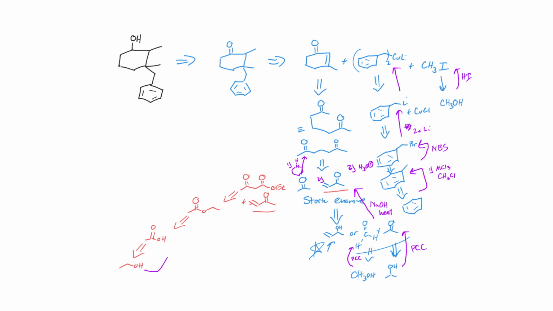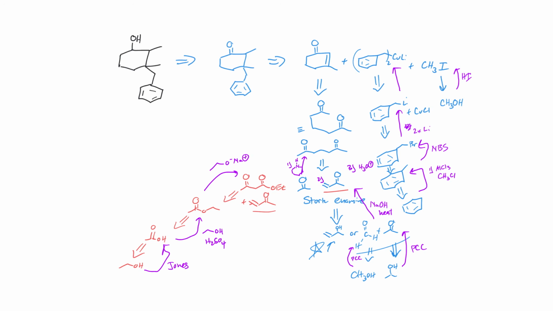Alternatively, we could use Jones reagent, H2CrO4 plus water to get to the carboxylic acid. We can use some carboxylic acid chemistry and use ethanol plus H2SO4 in a Fischer esterification, and then I can use sodium ethoxide in a Claisen reaction where we lose ethanol and make this beta keto ester.